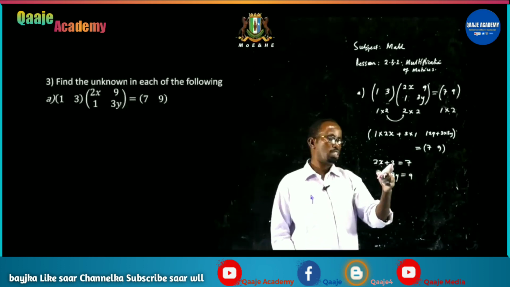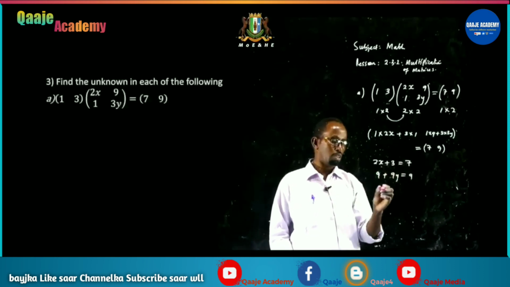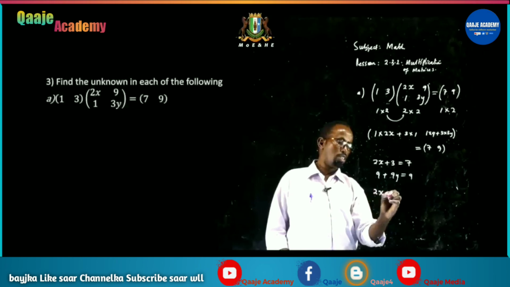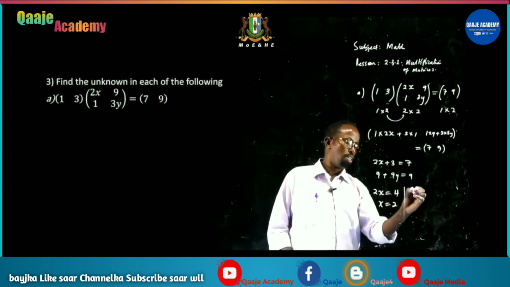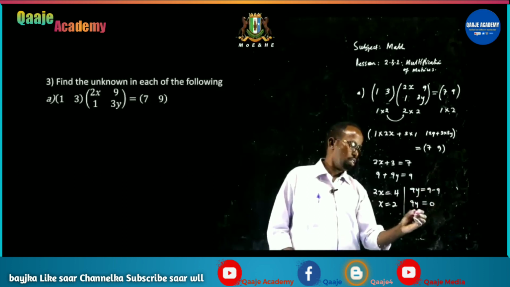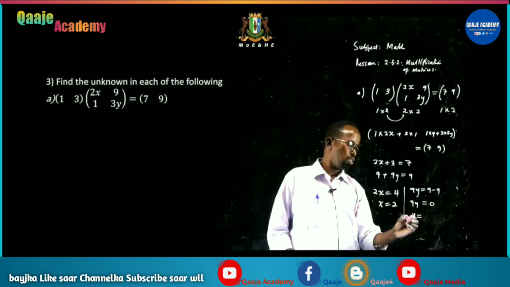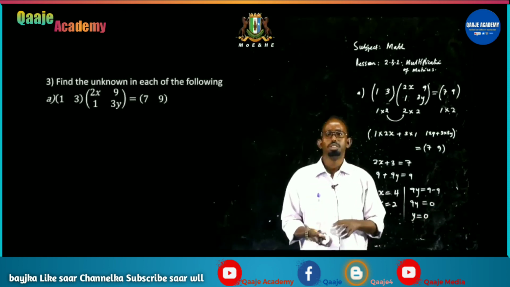So transfer the 3 to the right, you get 2x is equal to 4, x is equal to 2, and 9y is equal to 9 minus 9, 9y is equal to 0, therefore y is equal to 0 there. Y is equal to 0.